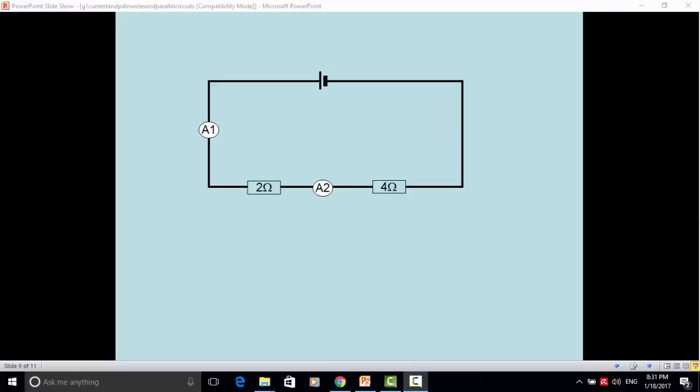If we have an ammeter here, here and here, the amount of charges passing per second through here must be the same as passing through here and passing through here. The voltmeter here measures the energy delivered to the charges as they pass through the cell. The voltmeter here, the amount of energy transferred to the 2 ohm resistor, and this gives the amount of energy transferred to the 4 ohm resistor.